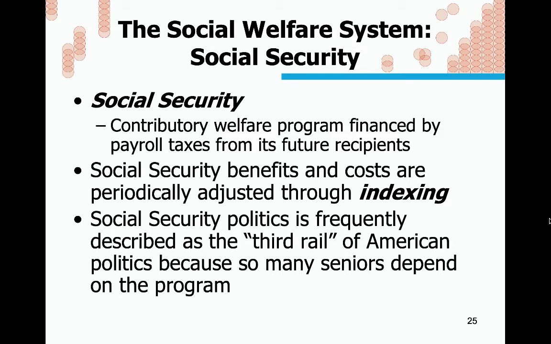Social Security benefits and costs are periodically adjusted through something called indexing. So the federal government will occasionally say, well, we're going to raise Social Security payouts because the cost of living goes up. There's inflation. Although, as I said earlier, inflation in the United States is pretty low comparatively, it doesn't mean that costs don't go up. So every now and again, the Social Security Administration will index things and adjust how much we pay in and how much is paid out to retired people. But Social Security politics is frequently described as the third rail of American politics because so many seniors depend on the program and everybody's paid into it, right?